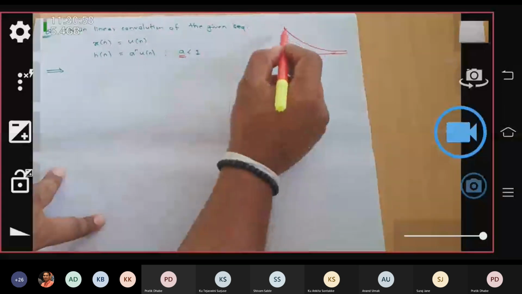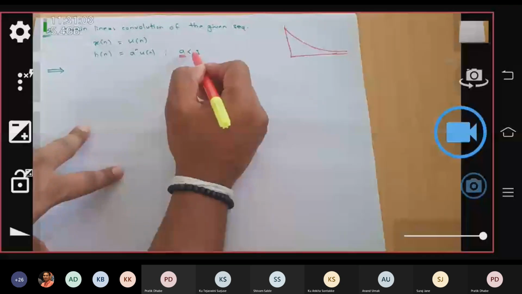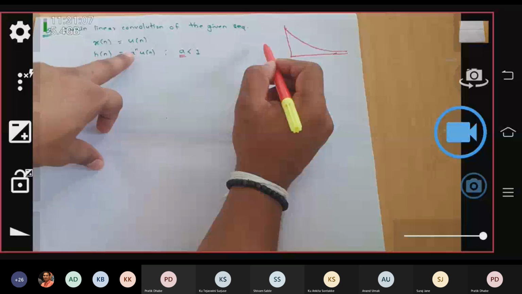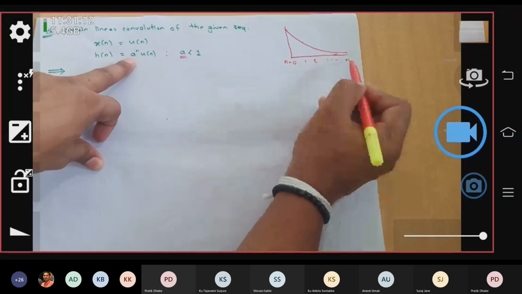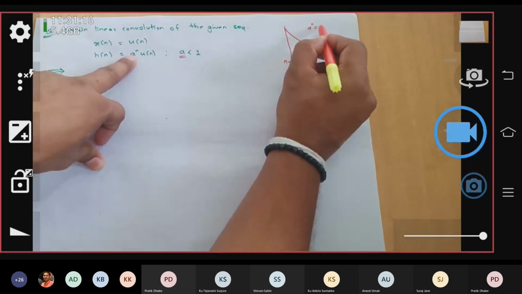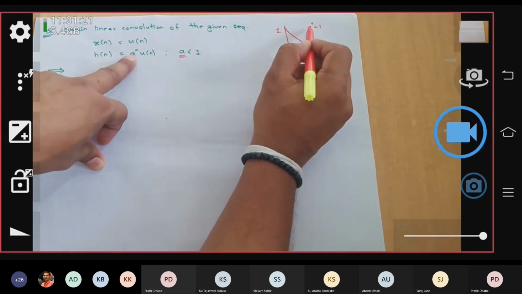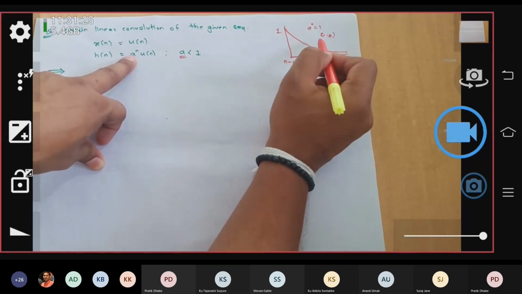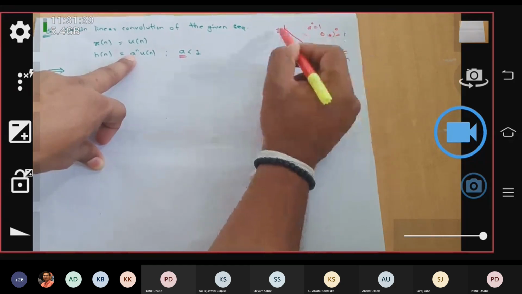And why is it a declining graph? Because a is less than 1. What does a is less than 1 mean? If you substitute, this is n equals 0, this is 1, this is 2, and so on up to n. When you substitute 0 in place of n, you get a raised to 0 equals 1. So this magnitude is 1. But we all know that a is less than 1, so let a equal 0.8 for that matter. 0.8 raised to 0, anything raised to 0 is 1.